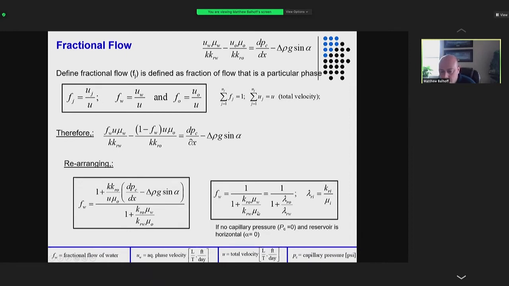Sometimes we call KRO over mu O the mobility of the oil phase. And we call KRW over mu W the mobility of the water phase. And that's what I've defined over here. And this is coming up on the next slide or the one after it: the mobility of the water phase divided by the mobility of the oil phase is called the mobility ratio, or M.